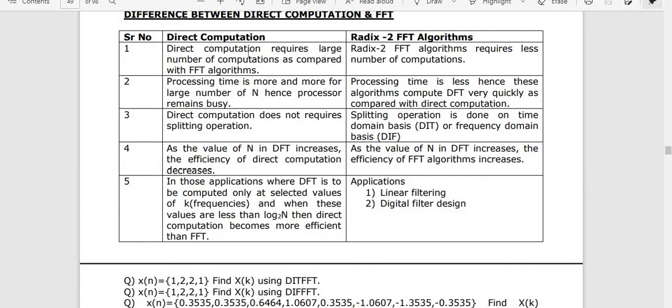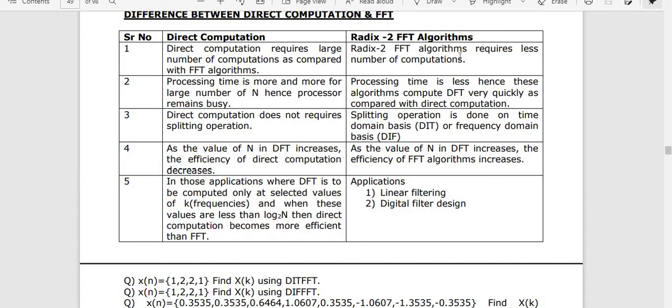Why are we going into Radix 2? Radix 2 is what the graphs we are designing are based on. Why is it very important for us to draw the graph and solve? Why can't we use a formula? If you directly use a formula, it requires a large number of computations, whereas if you use the graph, it is easy to analyze the answer. You will get the same answer with the graph or with the direct formula, right? Direct computation requires a large number of computations as compared to the FFT, whereas in FFT, the Radix 2 algorithm requires fewer computations.